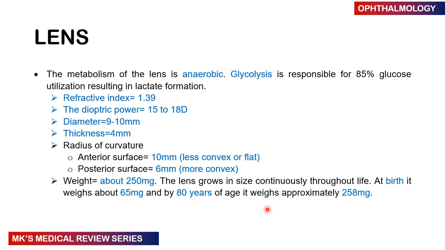Now, the lens itself participates in anaerobic respiration. So glycolysis is responsible for pretty much 85% of the glucose utilization by the lens, and it actually results in lactate formation. So a few properties about the lens: it has a refractive power of 1.39, it has a dioptric power of 15 to 18 diopters, or accommodative power. It has a diameter of 9 to 10 millimeters, and of course a thickness of 4 millimeters.